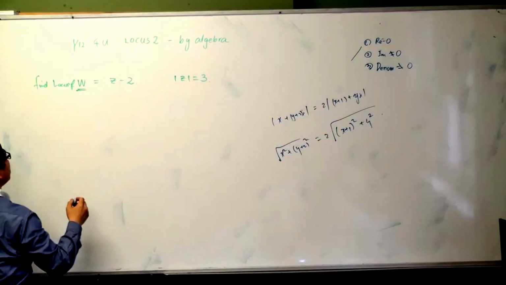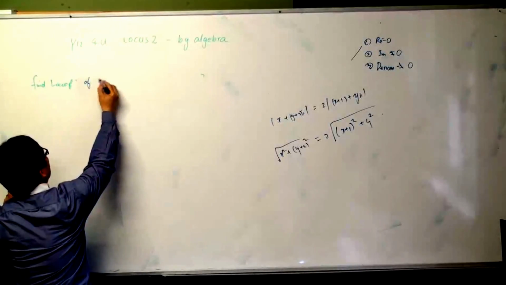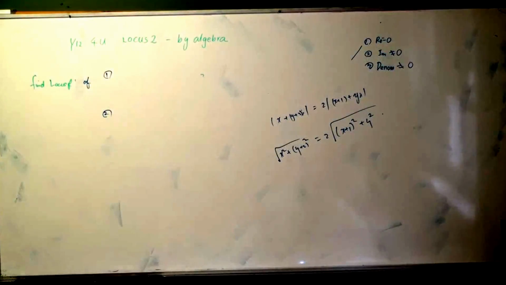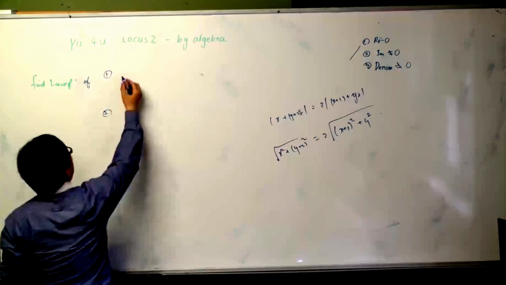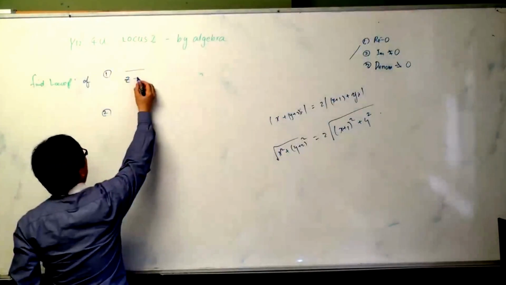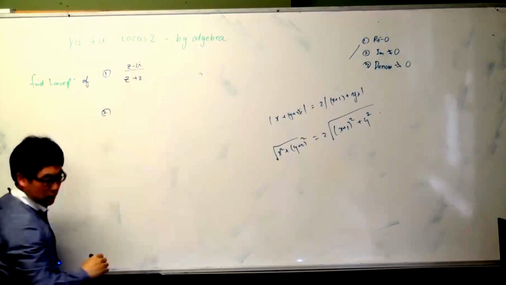Find the locus of. In exam, they might ask exactly the same thing, but they might ask in 2 different ways. So, example, find the locus of z plus 2z minus i.